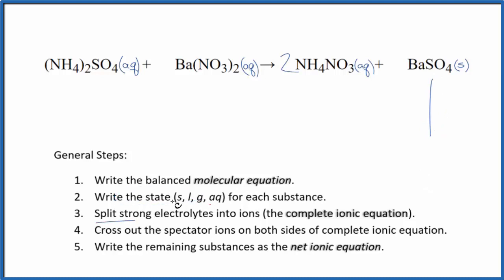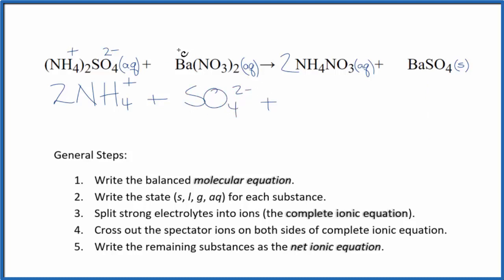We can split the strong electrolytes into their ions, and that'll give us the complete ionic equation. The ammonium ion, the whole thing, has a 1+ ionic charge. You should remember that. And we have two of them. So two of these ammonium ions, and I won't write the states right now. Let's do that at the end. The sulfate ion, whole thing 2-. So we have our 1 sulfate ion.